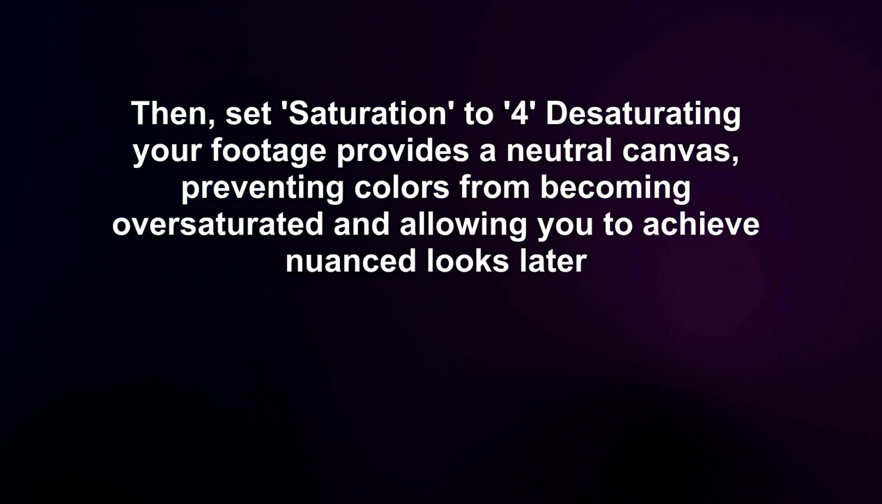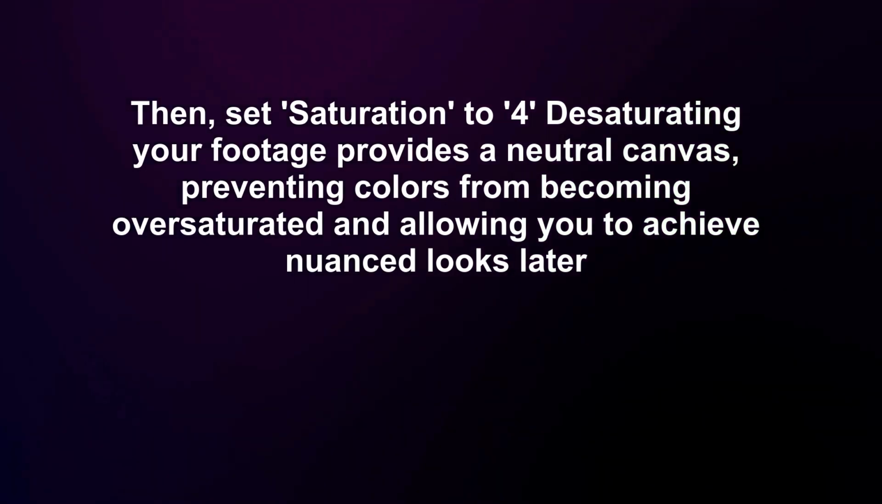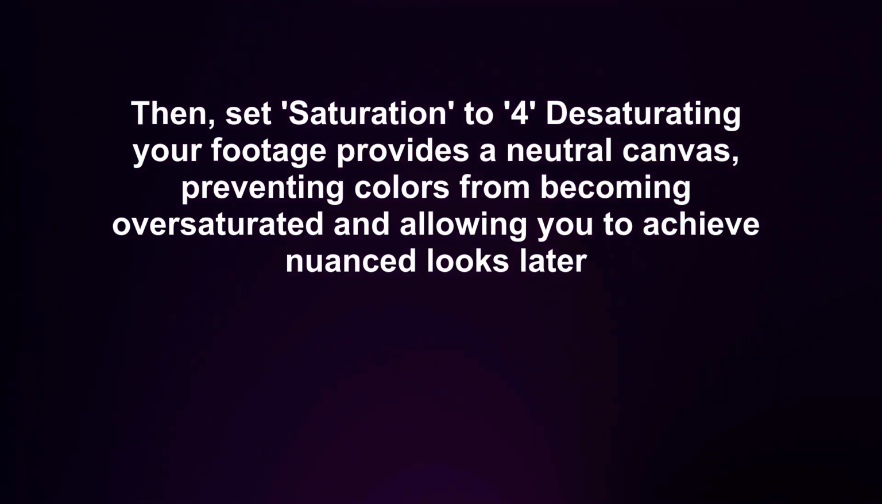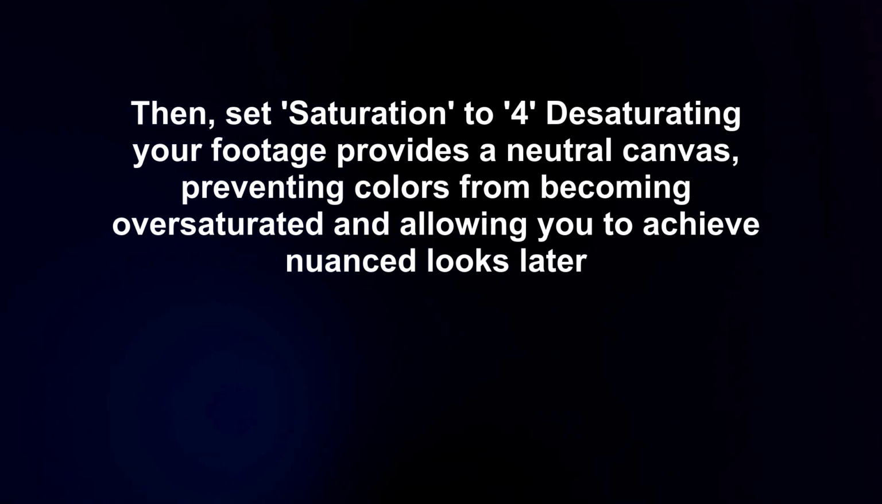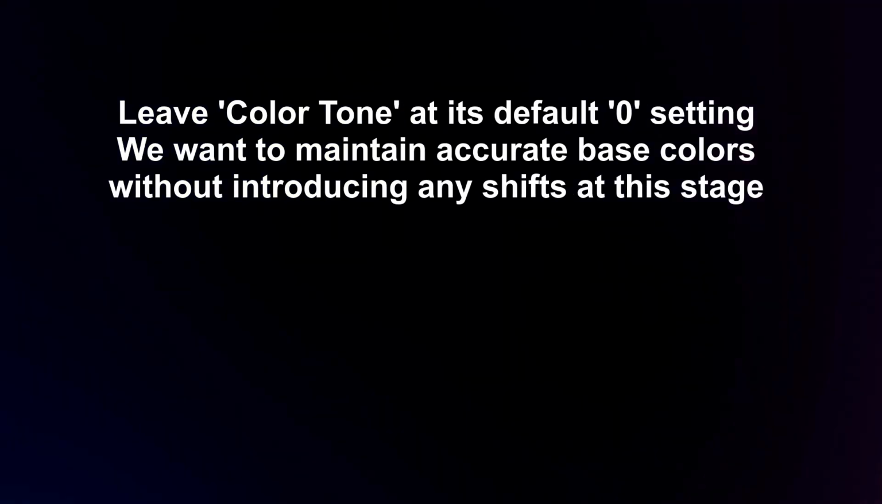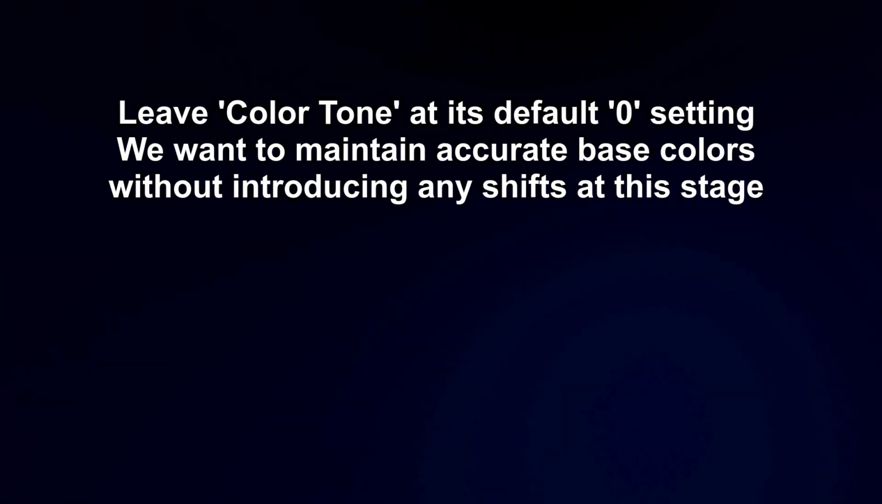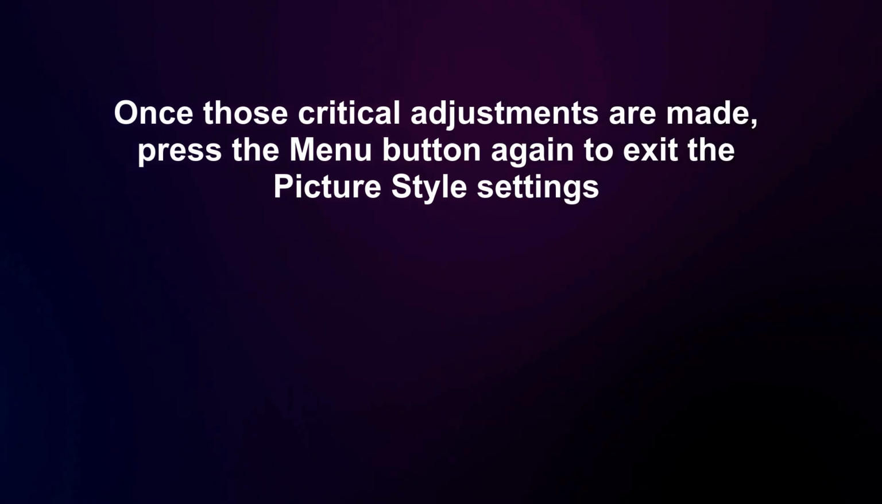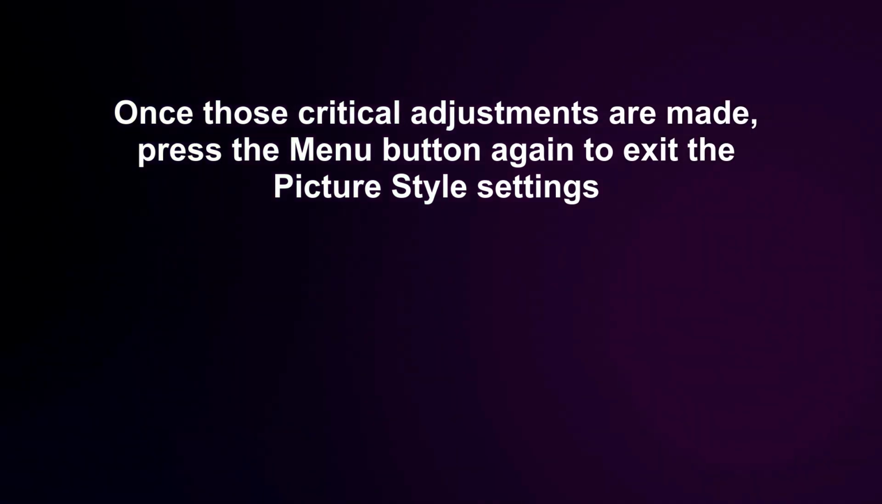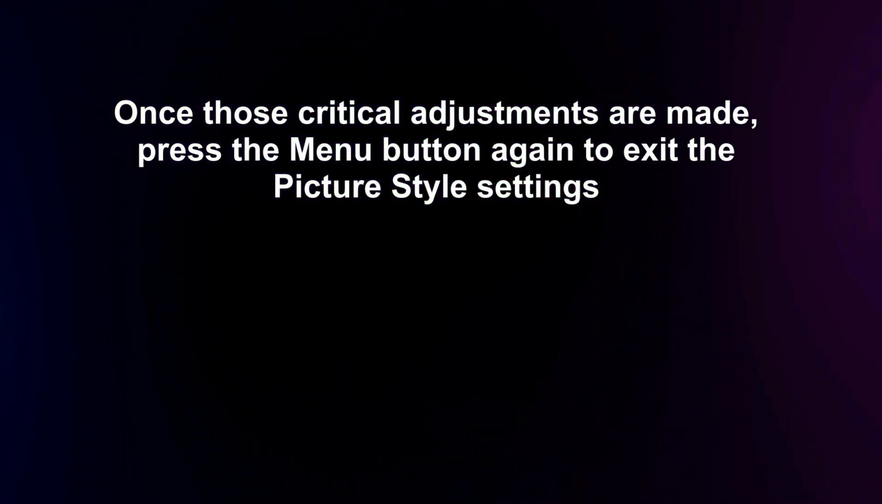Then, set saturation to 4. Desaturating your footage provides a neutral canvas, preventing colors from becoming oversaturated and allowing you to achieve nuanced looks later. Leave color tone at its default 0 setting. We want to maintain accurate base colors without introducing any shifts at this stage. Once those critical adjustments are made, press the menu button again to exit the picture style settings.